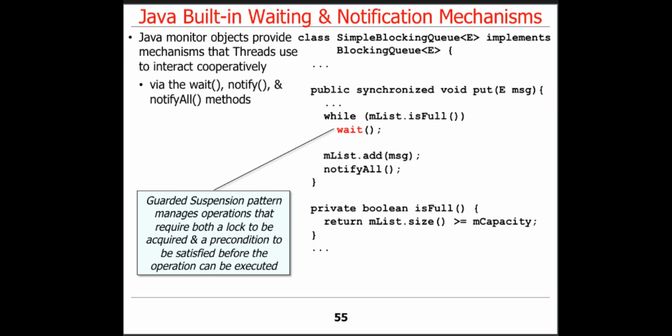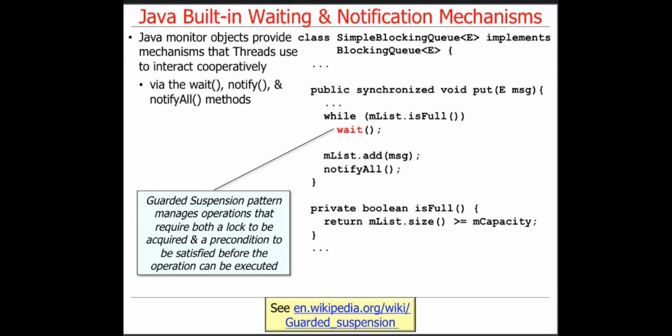And wait, which is the way you put yourself to sleep until a condition changes according to what you want, is actually an implementation of something called the guarded suspension pattern. If you go to this Wikipedia link, you can read about guarded suspension. The guarded suspension pattern basically manages operations, this is an example of one, that require two things. They require a lock to be acquired, in this case the intrinsic lock, and they require a precondition to be satisfied before you can make forward progress to carry out the operation.